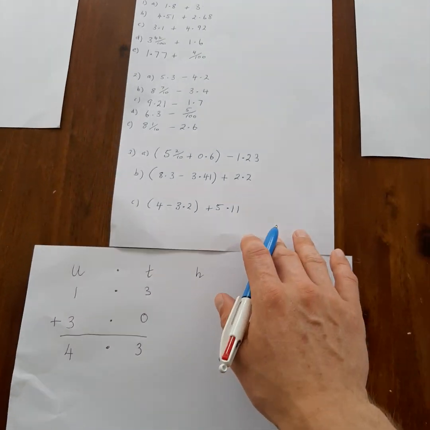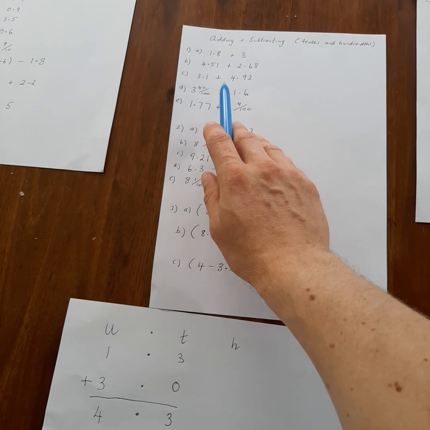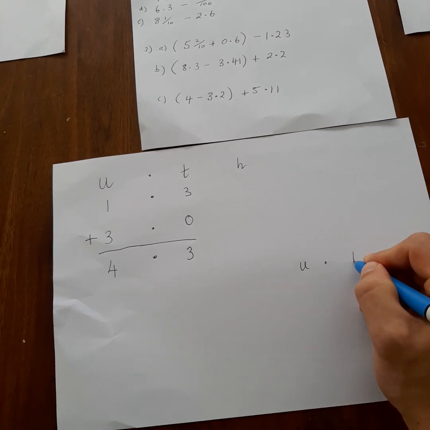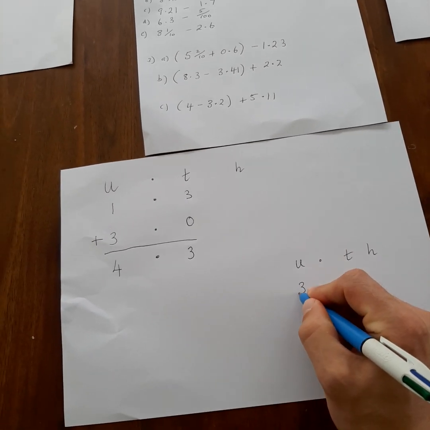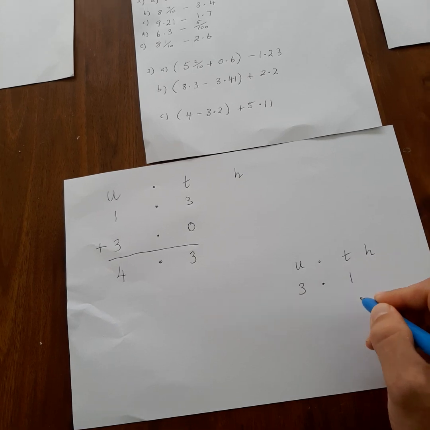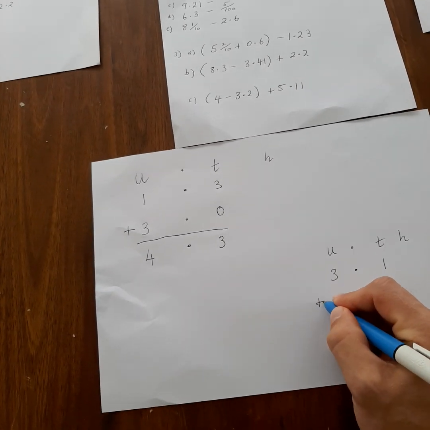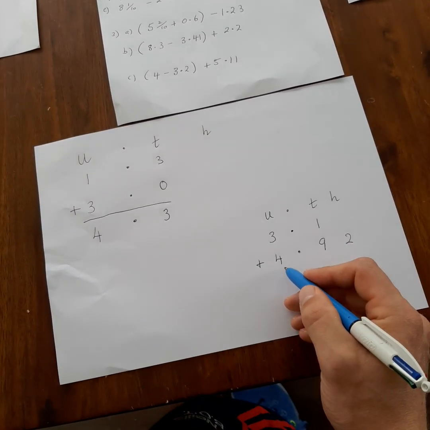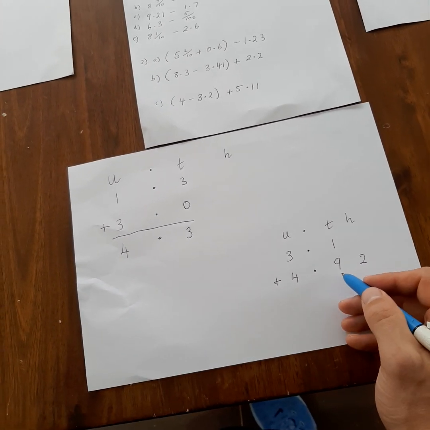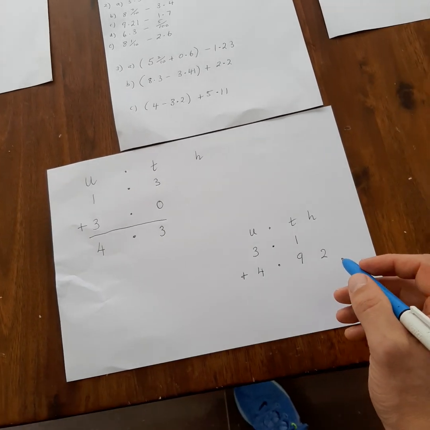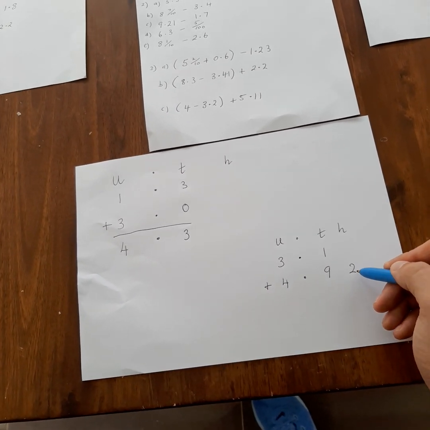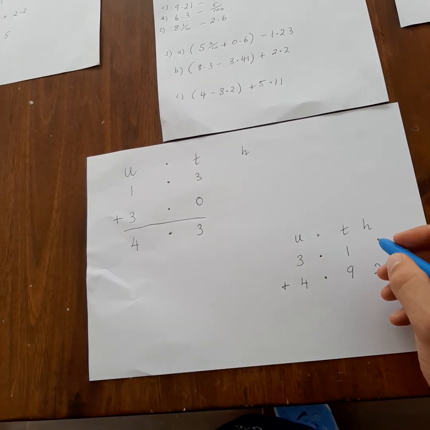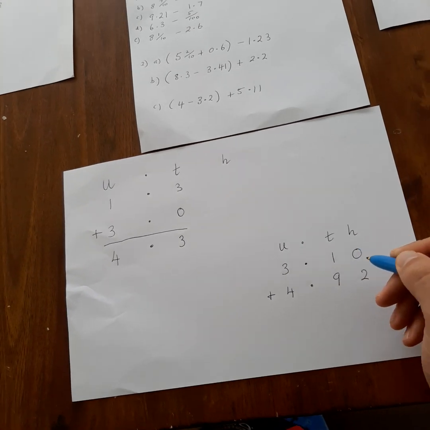Let's look at one that's a bit different. Let's go to number C, 3.1 plus 4.92, okay? Just to help me, I'll write out my place value again. So it was 3 units and 1 tenth, 3.1 plus 4.92. So I have my 4 units here and my 92 hundredths here, which is 9 tenths and 2 hundredths. Now, if a hundredths column is occupied by one number, I must occupy it in the other number too. So I have 0 hundredths in there. I'll put in my 0.